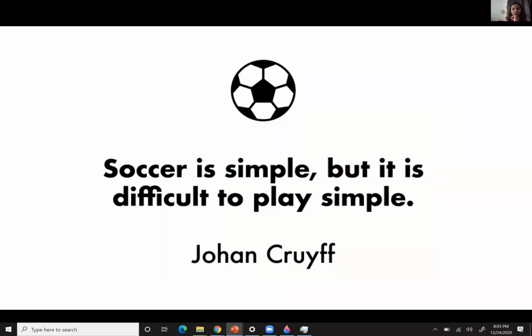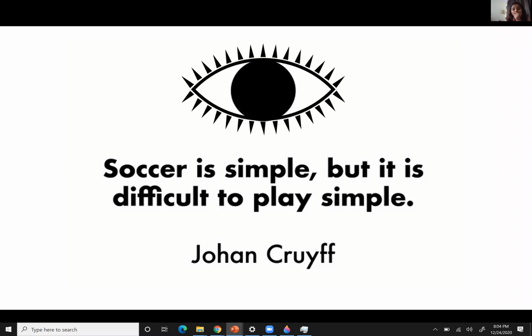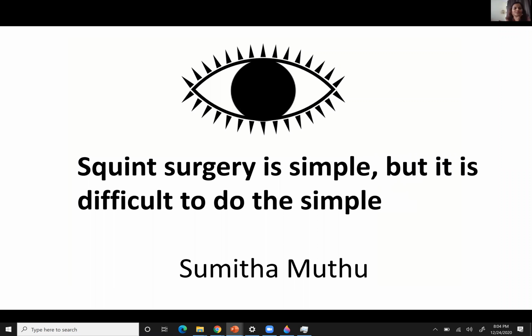So to conclude, I would like to quote Johan Cruyff. It's pronounced Cruyff. He's a Netherlands football player. Not that I'm a fan of football, I'm just a fan of this quote. Soccer is simple, but it is difficult to play simple. Similarly, I would like to modify this quote: squint surgery is of course simple, but it is difficult to do the simple. I hope at least it is partially simplified for you, for those who listened.